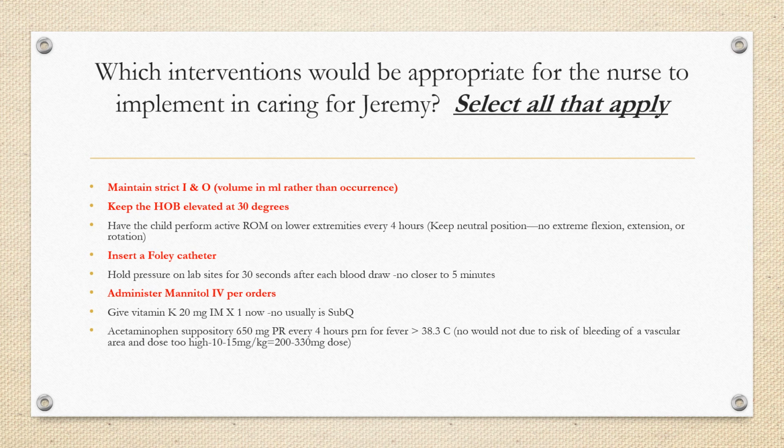Keep the head of the bed elevated at 30 degrees, yes, because that helps with the drainage of our CSF fluid, helps keep that cerebral edema at bay. Have the child perform range of motion on lower extremities every 4 hours. No, we're going to keep him still. Keep him in a neutral position with no extreme flexion, extension, or rotation. Insert a Foley catheter if it's at the point where he can't go to the bathroom by himself, or we're having a decrease in urine output and his condition is changing, we would insert a Foley catheter.